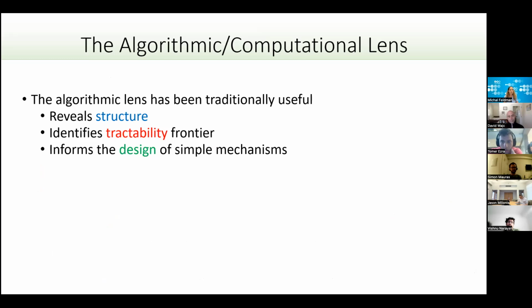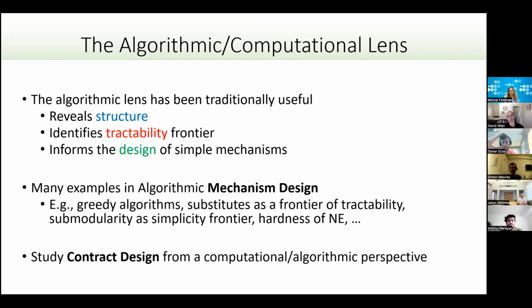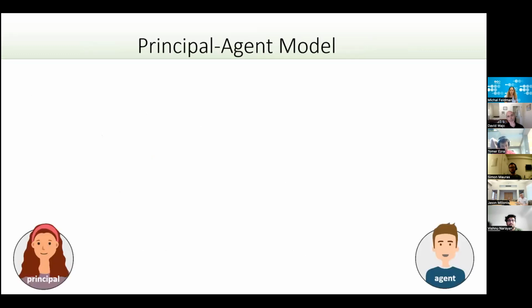So even though many problems were studied by economists for many years, some structure can only be revealed when we apply the algorithmic lens to it. We have many examples in mechanism design, and we'll see today some examples in contract design. The algorithmic lens is also useful in identifying the tractability frontier, and then hopefully it can inform the design of simple mechanisms that work well in practice. So today, I am going to study the problem of contract design, applying to it the computational and algorithmic perspective.